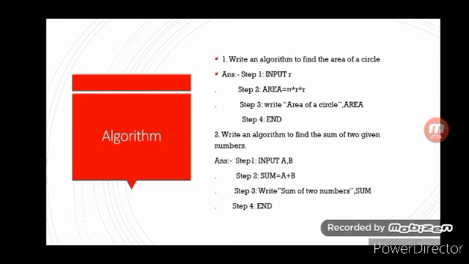This means the result of pi into r contains the value, whatever we get after this mathematical calculation. We get that value stored in this variable, that is capital AREA. So in this step 3 we have to write area of a circle, area, and then we get the result, and step 4 is end.